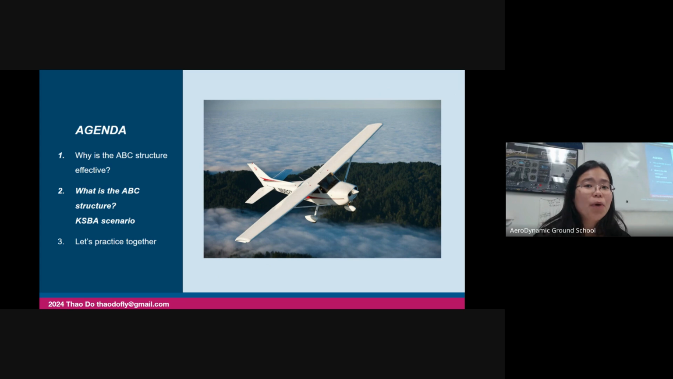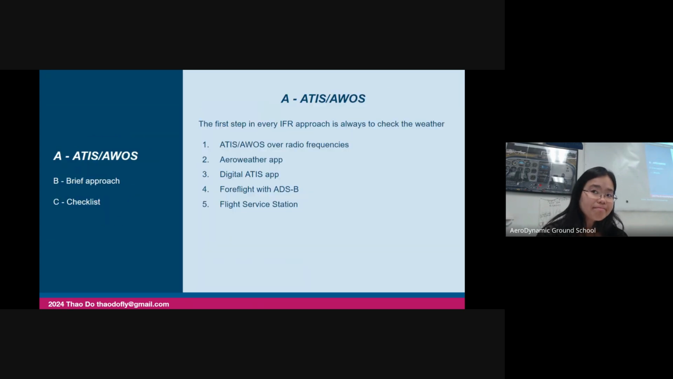So let's talk about what this ABC structure is. It's very simple. The A stands for ATIS, AWOS. The B stands for brief approach, and the C stands for checklist. But we're going to use this as your final checklist, your IFR checklist before you come in for a landing. And that's what we're talking about.